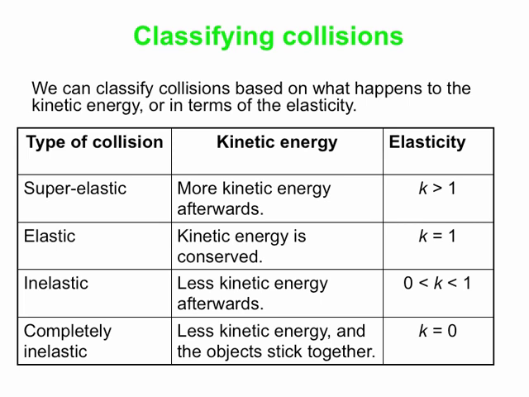Okay, so we can classify collisions based solely on what the kinetic energy is doing. However, you can also classify them in terms of elasticity. In many ways, looking at kinetic energy or looking at this elasticity parameter is completely equivalent. In a superelastic collision, we have elasticity values bigger than 1. When the elasticity value is equal to 1, it's an elastic collision. When it's between 0 and 1, bigger than 0 and less than 1, it's an inelastic collision. And in the special case where the objects stick together, the completely inelastic collision, k is 0.